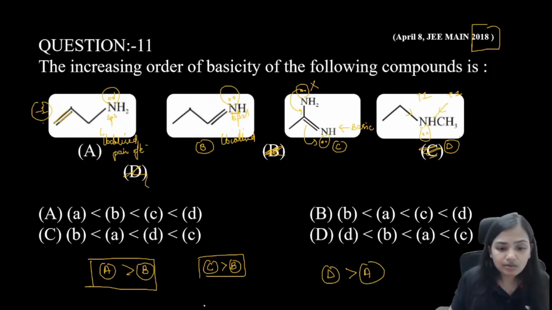So ultimately, what do you come to a conclusion? A or C, which is going to be most basic? I would say C is going to be the most basic. C is the most basic, localized, and even this nitrogen is also increasing the electron density over this.